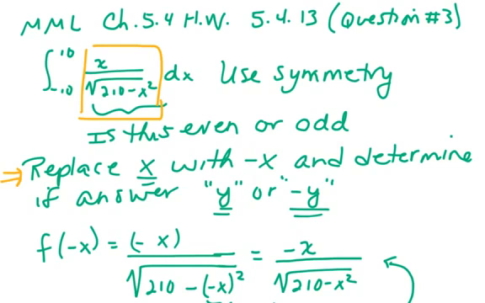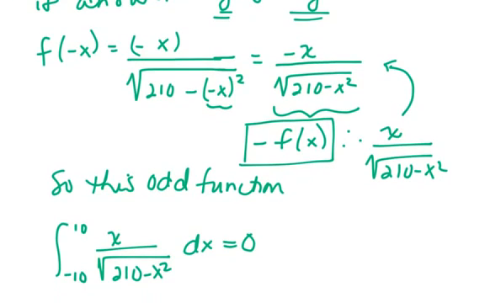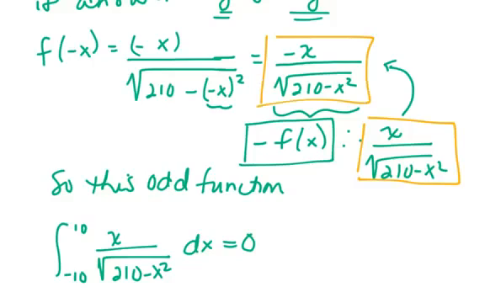If the answer comes out to be the opposite of just plain old f of x, then you have an odd function. If it comes out to be simply f of x, you have an even function. So if instead this answer came out to be this, then it would have been even. However, it came out to be this, and it was odd.